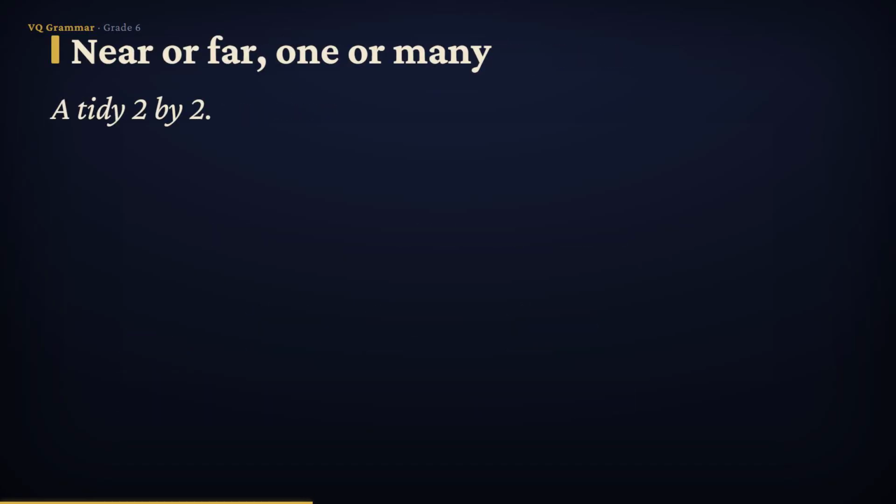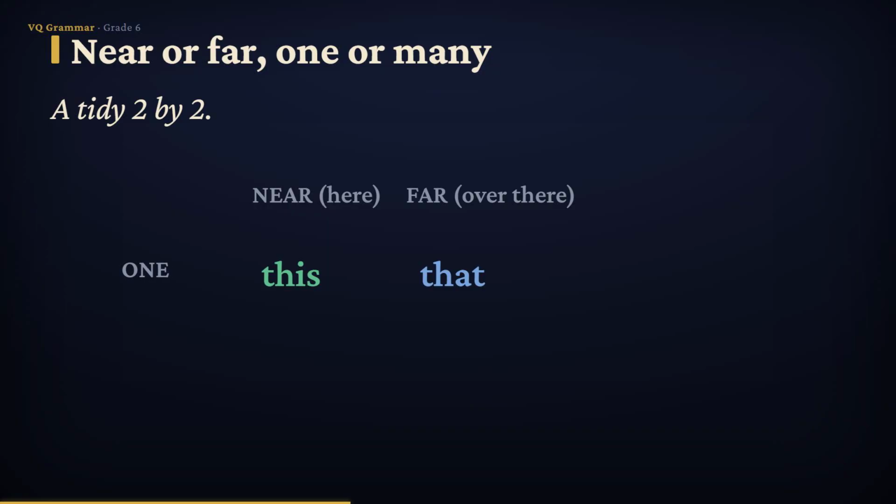Here's the pattern, laid out in a tidy grid. Look at the columns first. This and these are for things that are near, close to you. That and those are for things that are far away, over there. Now look at the rows. This and that are singular. They point to just one thing. These and those are plural.